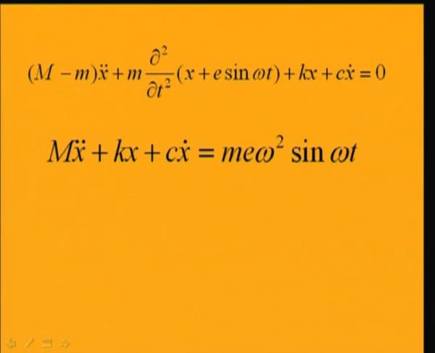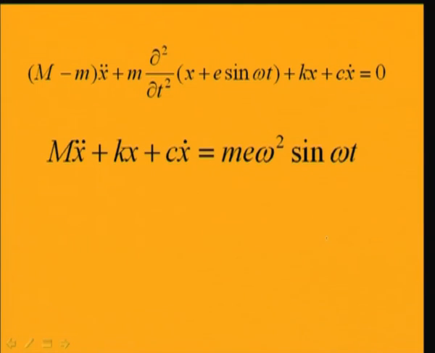So, I have written M minus m x double dot plus m del square by del t square of (x plus E sin omega t) plus k x plus c x dot equal to 0. Or if you write this, it will be M minus m x double dot minus small m x double dot plus m into del square x by del t square, that is equal to small m x double dot. So this is small m x double dot, this is minus small m x double dot, so they cancel out. The remaining thing becomes M x double dot plus k x plus c x dot equal to, if you differentiate E sin omega t twice, minus E omega square sin omega t. This term becomes minus m E omega square sin omega t. I can take that term to the right hand side, so the equation becomes M x double dot plus k x plus c x dot equal to m E omega square sin omega t.